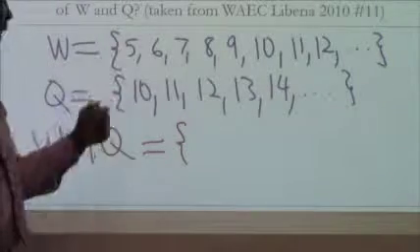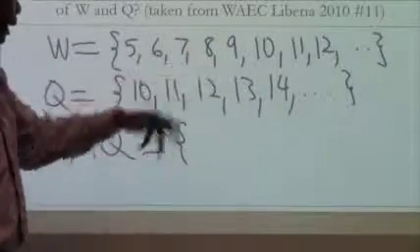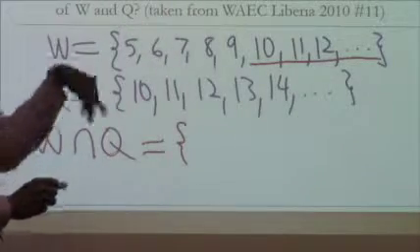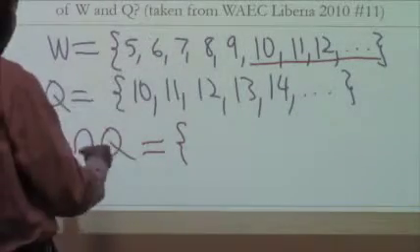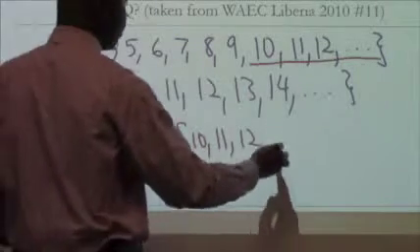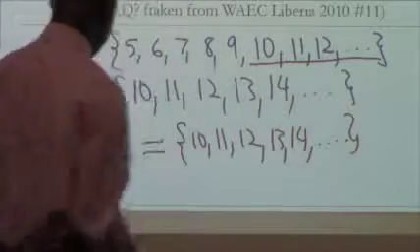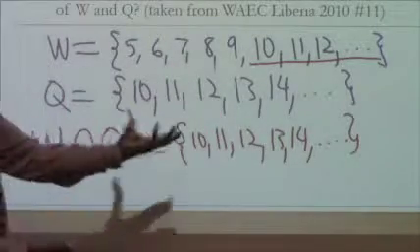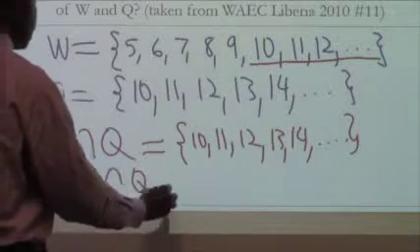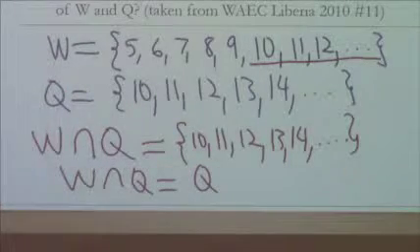Well, do we have 5 here? No. 6, no. 7, no. 8, no. 9, no. 10, yes. Everything from here going on and on would be in this intersection. So it will be 10, 11, 12, 13, 14. But what do you observe? This is basically Q. So I can say here that W intersect Q is equal to Q, because the set we have right here is basically Q.